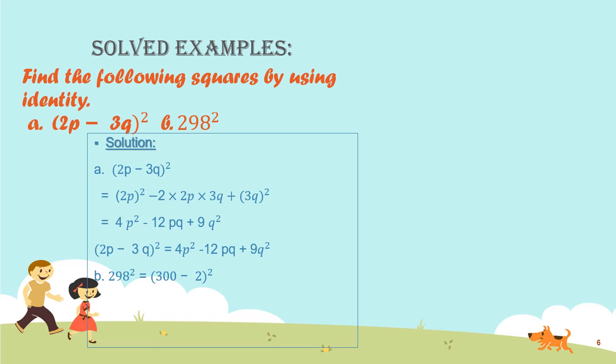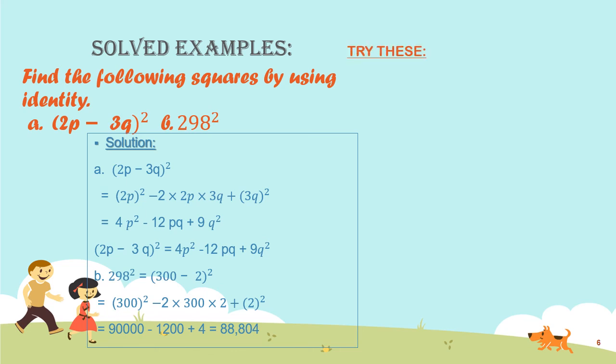Let's start doing 298 square using the identity. We can write 298 square as 300 minus 2 the whole square. Now we got two terms here. We can apply the identity here. So that is changed as 300 square minus 2 into 300 into 2 plus 2 square, which is same as 90,000 minus 1,200 plus 4, which is equal to 88,804.